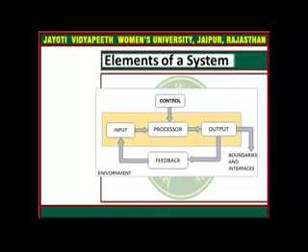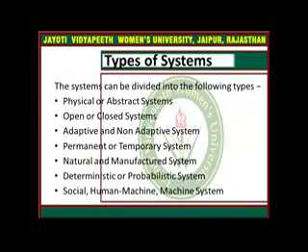Each system has boundaries that determine its sphere of influence and control. The knowledge of the boundaries of a given system is crucial in determining the results of its interface with other systems for successful design. Now come to the types of systems. The systems can be divided into the following types.